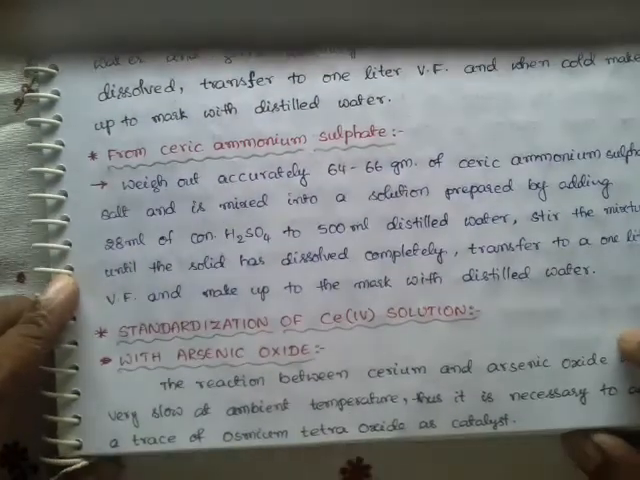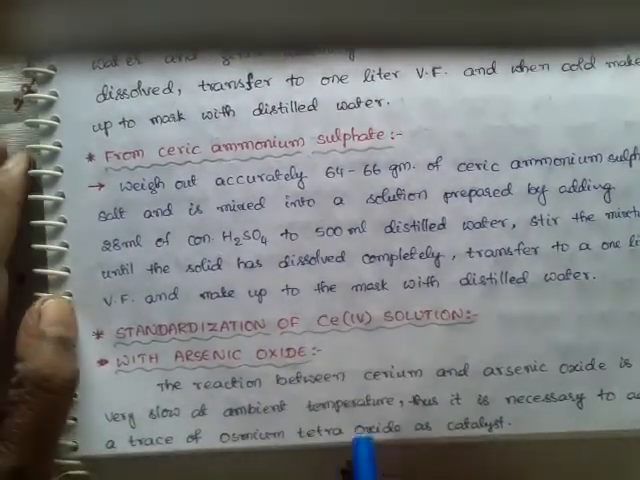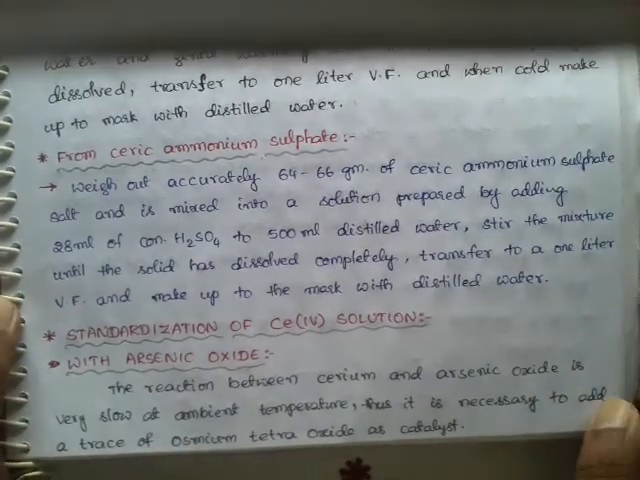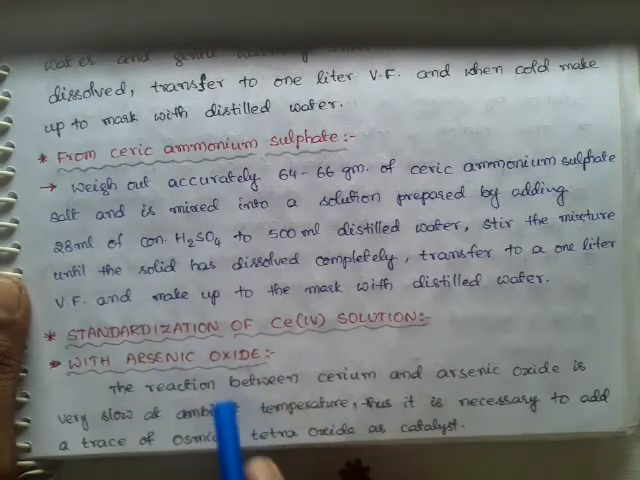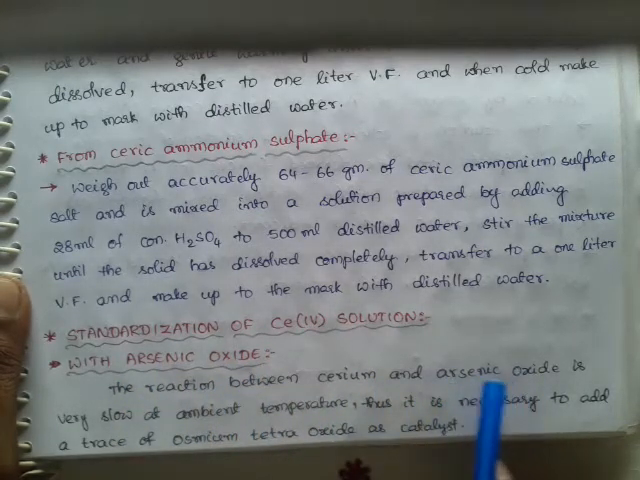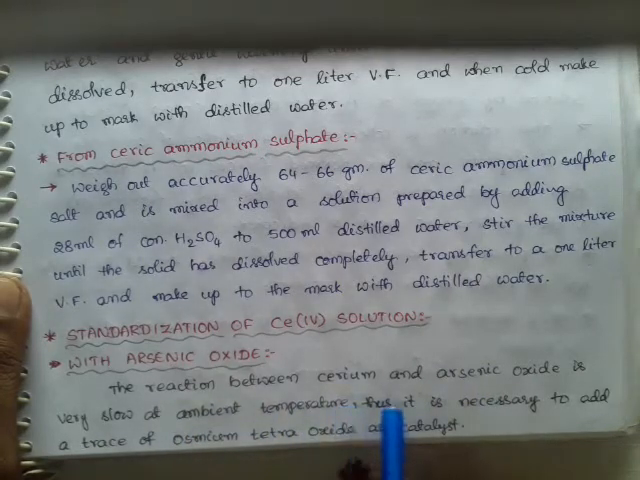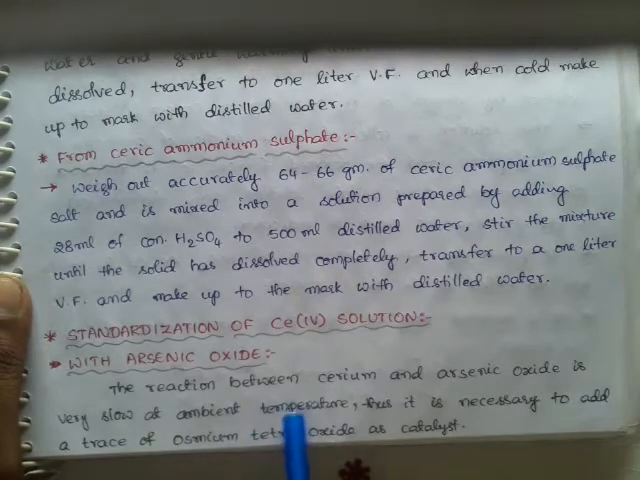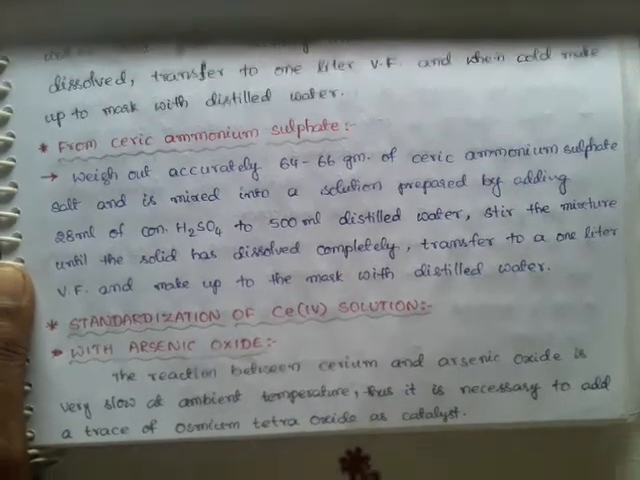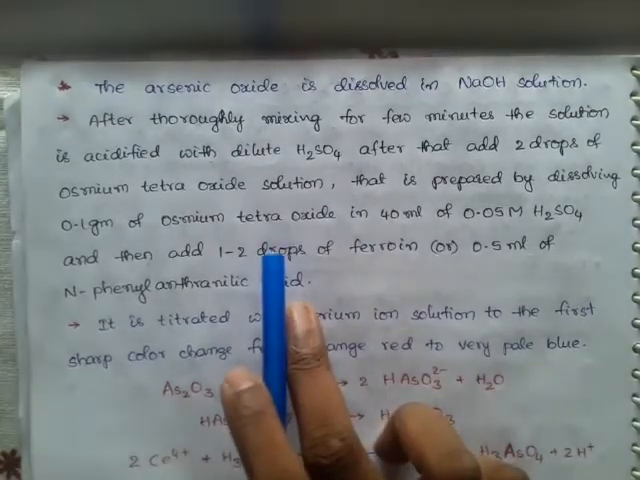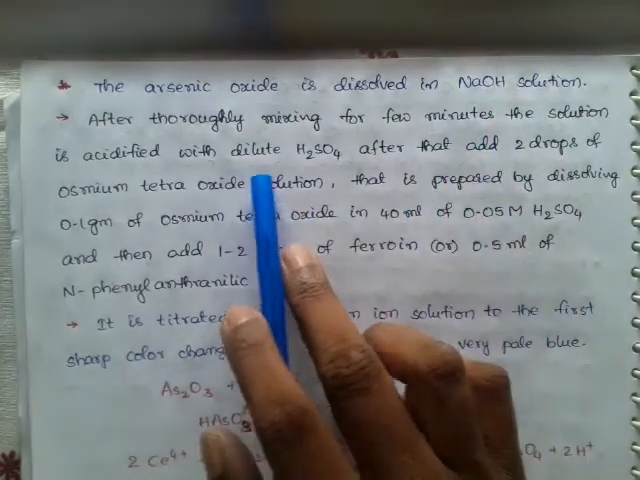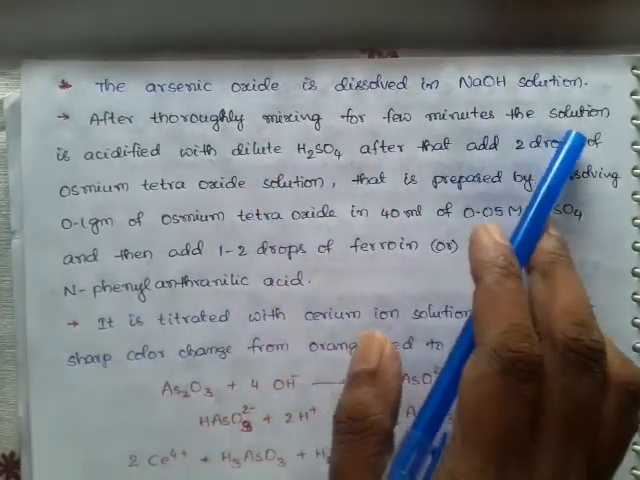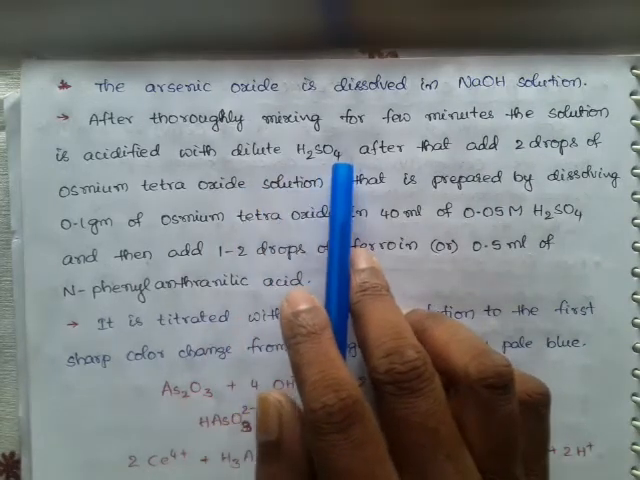Okay, next, how can you standardize? Simple. You can standardize the cerium 4 sulfate solution or cerium 4 solutions with arsenic oxide. The reaction between cerium and arsenic oxide is very slow at ambient temperature. Thus, it is necessary to add a catalyst, that is osmium tetroxide. So, the arsenic oxide is dissolved in NaOH solution. After thoroughly mixing for a few minutes, the solution is acidified with dilute H2SO4.